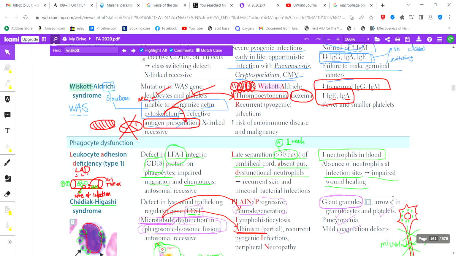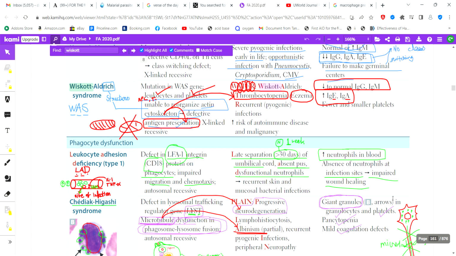Okay. Findings. There's a decrease in normal IgG, IgM, and then there is increased IgE and IgA, fewer and smaller platelets. Okay. So Wiskott-Aldrich syndrome, the mutation is a mutation in the WAS gene.